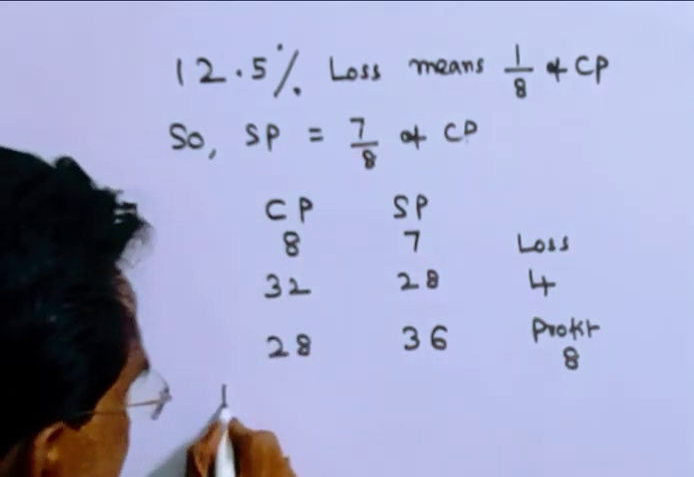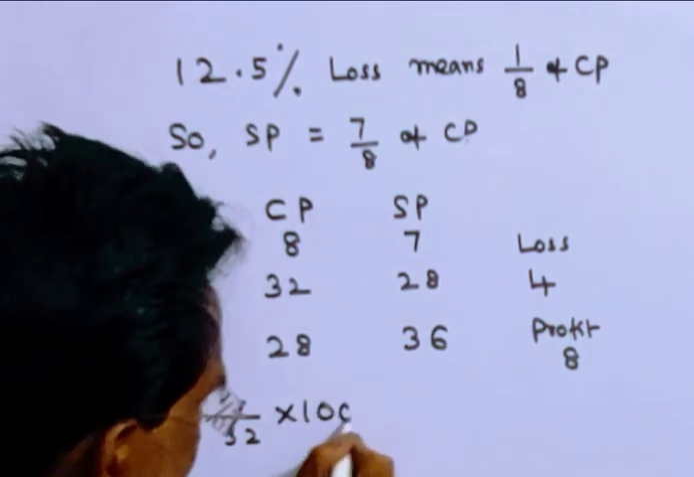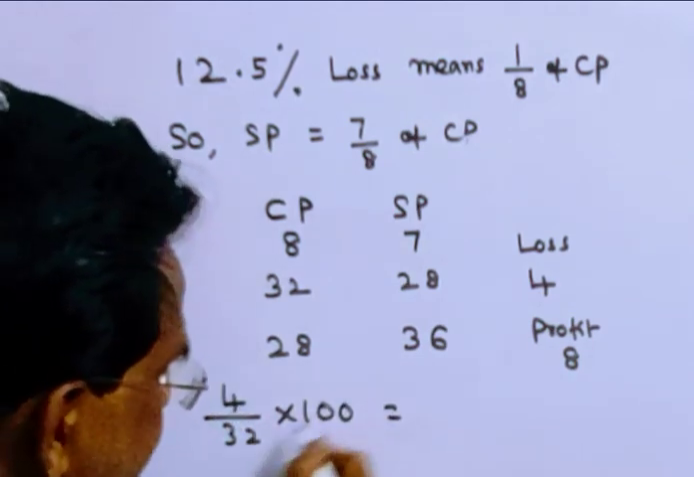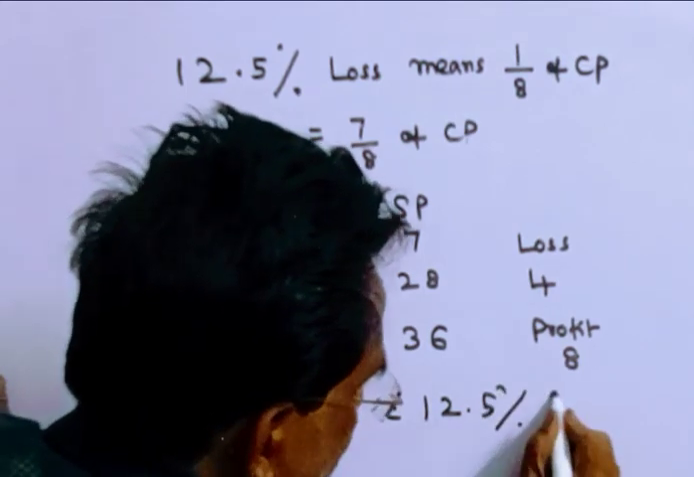So the profit percent is equal to profit by cost price into 100. 4 by 32, 1 by 8, 100 by 8 means 12.5% profit friends. 12.5% profit.